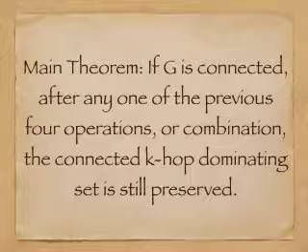Now, the next slide is the main theorem: if G is connected after any one of the previous 4 operations or a combination, the connected K-hop dominating set is still preserved. We're just trying to show you the partial ordering, also the propagation of that. But if you need a more stringent proof of that, please check our thesis in the link that will be described.